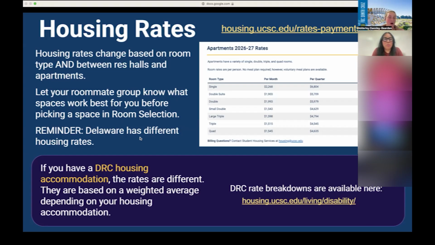And then just as a reminder, Delaware has different housing rates. So if you are interested in Delaware specifically, you're going to want to check on the website for their specific rates because they are different. They have a different 10-month contract as opposed to the normal academic year contracts for the apartments on campus. And then as a reminder, if you have a DRC housing accommodation, the rates are going to be different. They're based on a weighted average depending on your specific housing accommodation, and those are listed, and I provided the link here under the housing website as well.